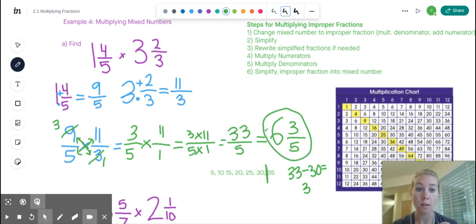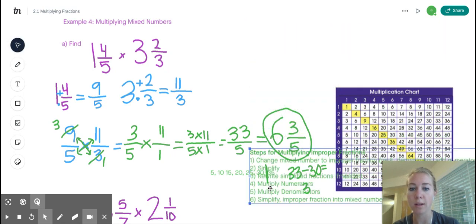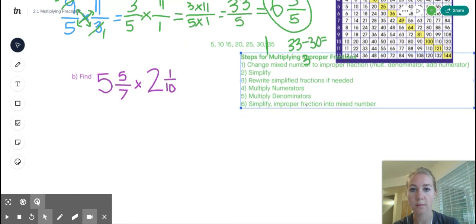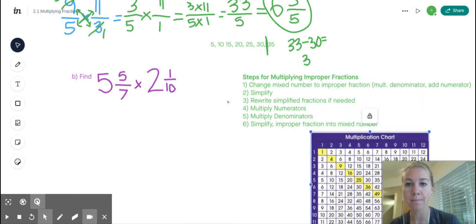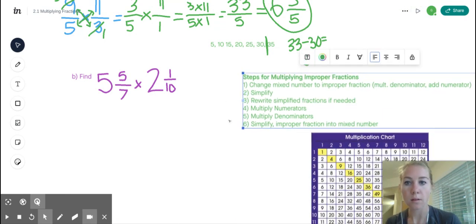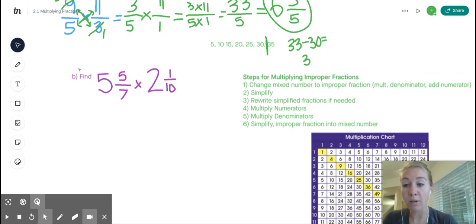Okay, let's go over another one like this. There's a lot of steps, but I know you can do it. I'm just going to bring my tools down here so we have them. Okay, we're going to find 5 5/7 times 2 1/10. I encourage you to pause the video and see if you can try and solve this on your own.